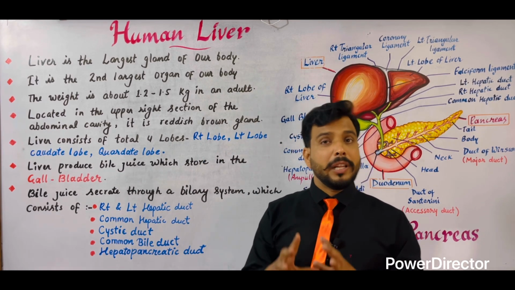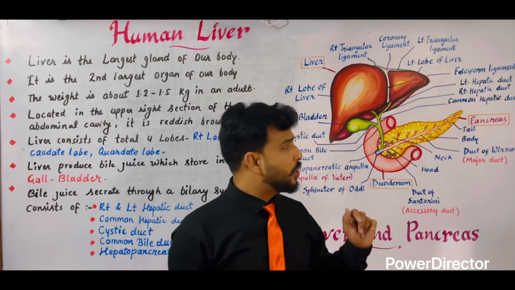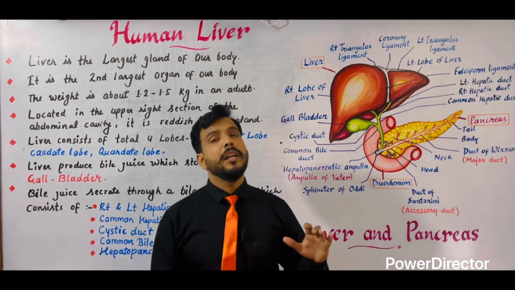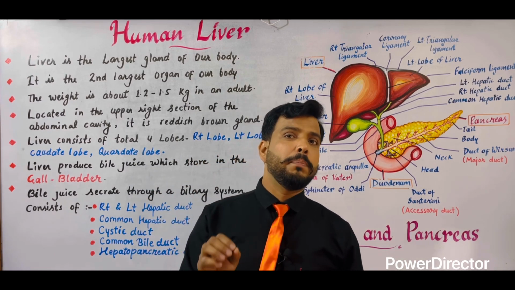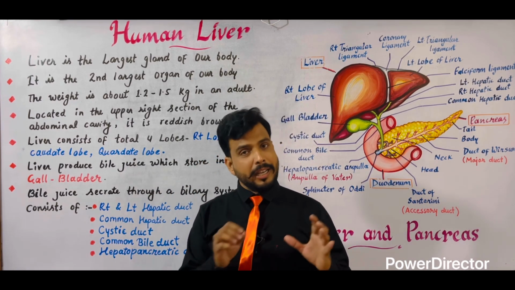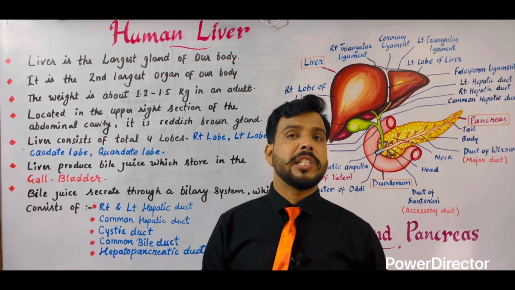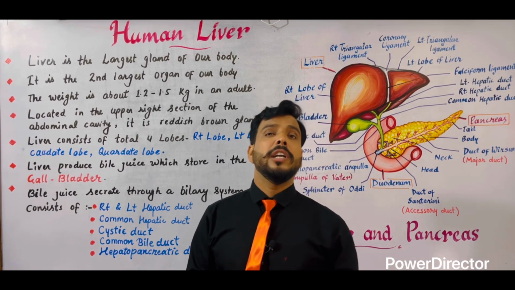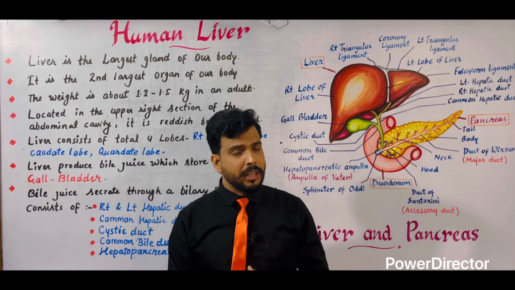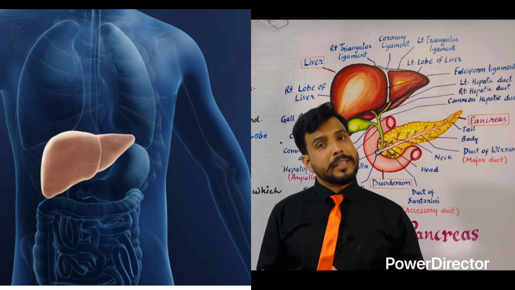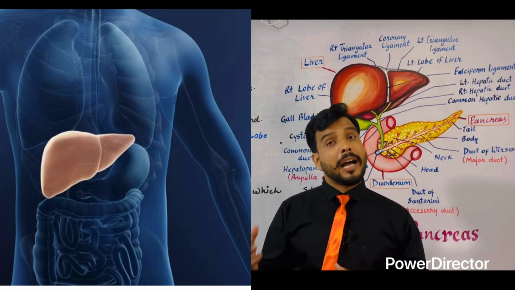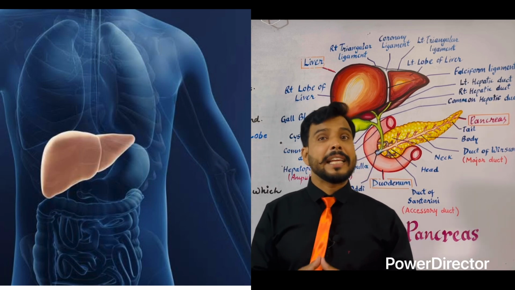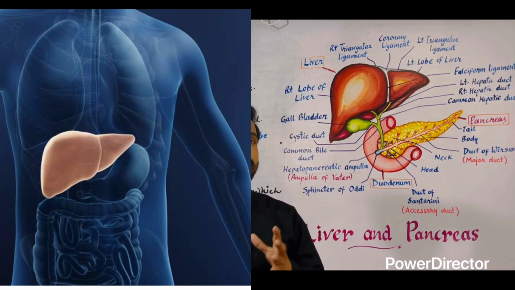Now we'll talk about the liver in detail. First of all, it is very important to understand what the liver is. Liver is an important organ present in our body associated with our digestive tract. As you can see in the diagram on the screen, the liver is situated on the right side of the digestive system. It is the largest gland of our body and the second largest organ of the body.